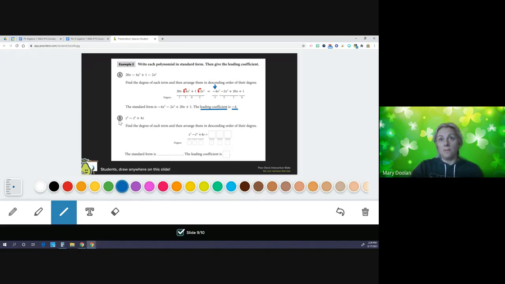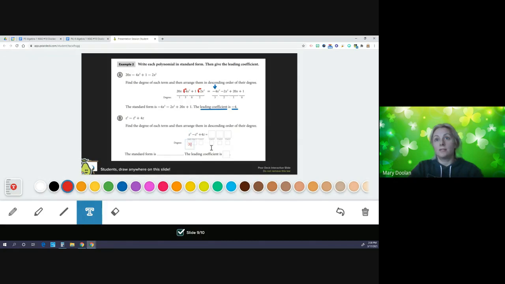So if we look at B, z cubed minus z to the 6th plus 4z. Find the degree of each term and then arrange them in descending order of their degree. All right, so we just have this expression here. They haven't changed anything. They put in these little brackets for us so that way we can determine what each degree is of each term. So if I look at z cubed, well, the degree of that term is 3 because 3 is the exponent.